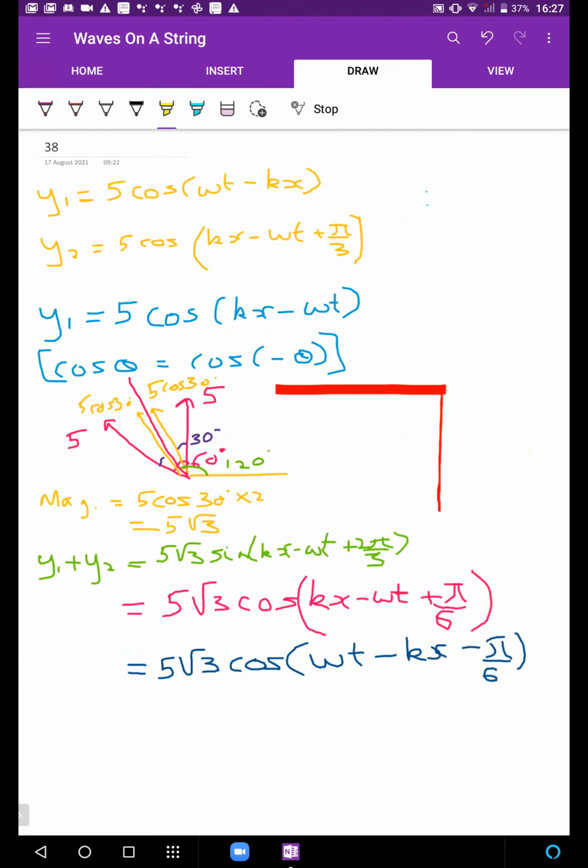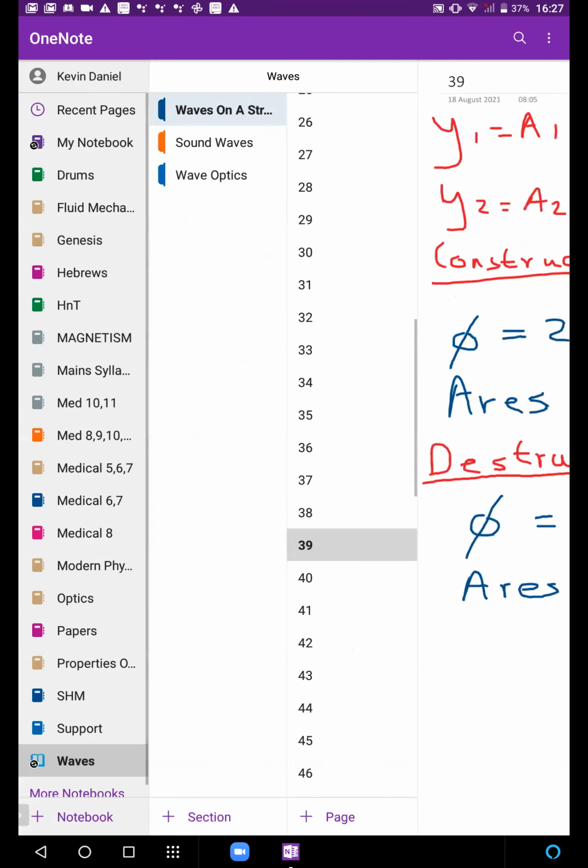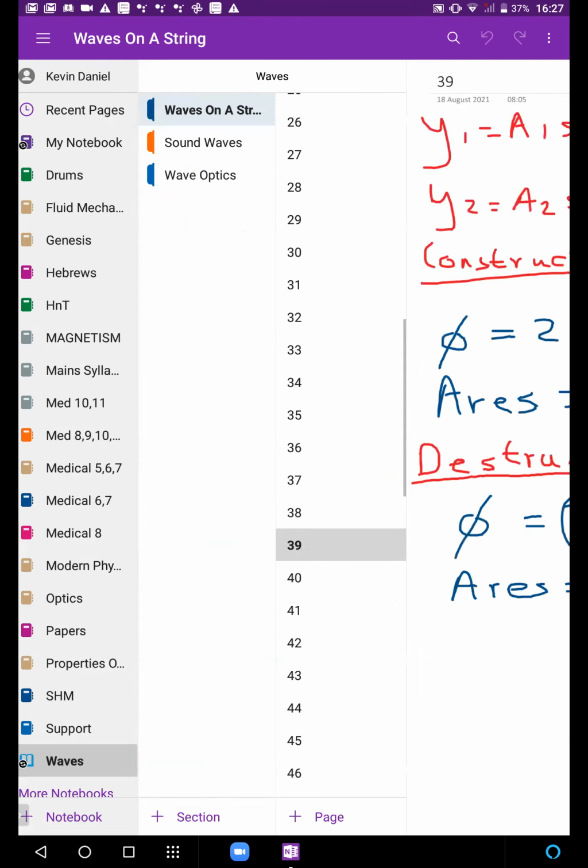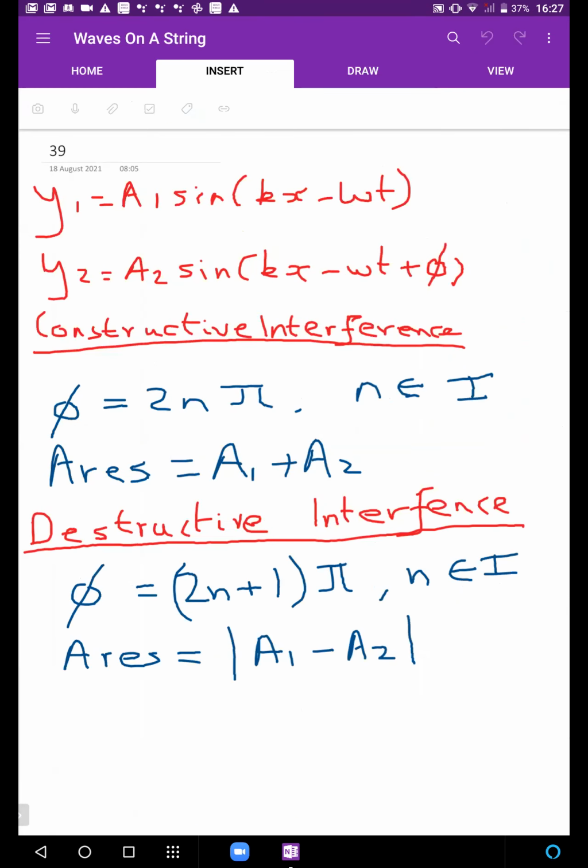So stick to one convention, and then उसके हिसाब से plus phi, plus phase difference, is basically found when you rotate in the anti-clockwise direction. And a negative phase difference means rotating in the clockwise direction. Okay. तो वो important है, superposition of SHMs. Do practice these questions. फिर constructive and destructive interference.